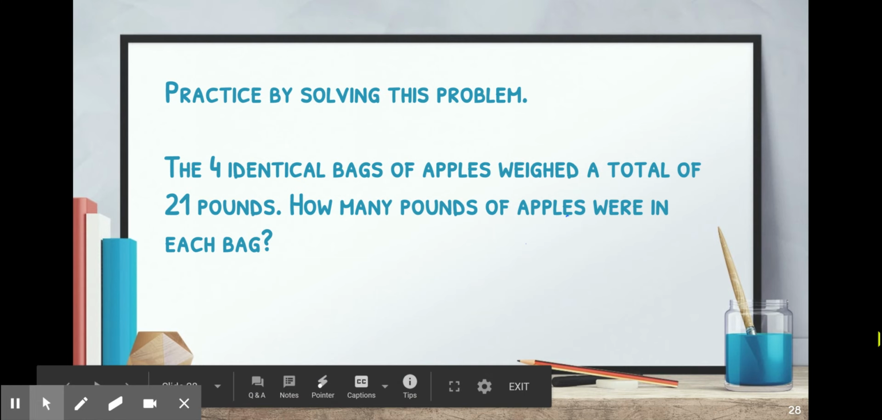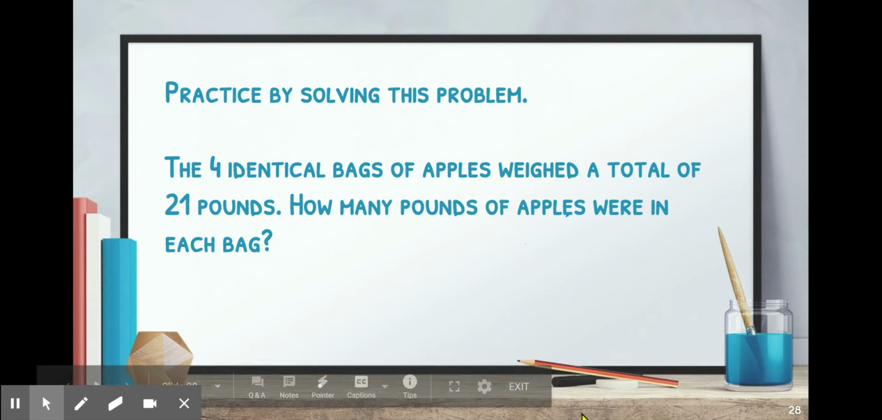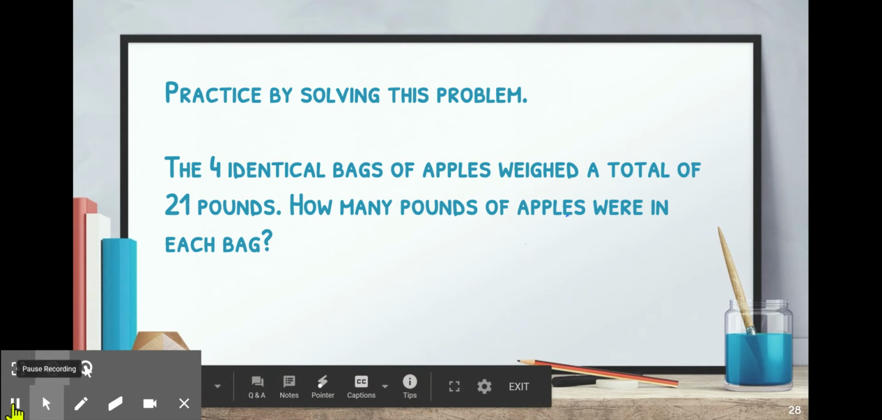Try this next problem. The 4 identical bags of apples weighed a total of 21 pounds. How many pounds of apples were in each bag? Pause and try this out.